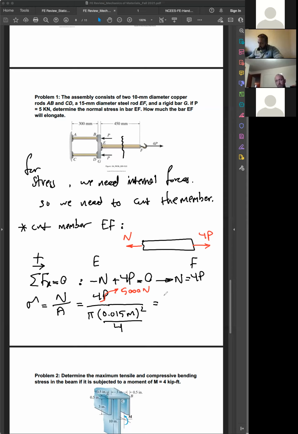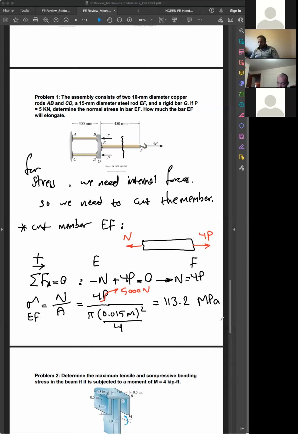All right. So it would be what? It would be 4 times 5,000 over 3.14 over 0.015 squared times 4, all over 10 to the power of 6. So it is 113.2 megapascal. All right, this is the stress of member EF.